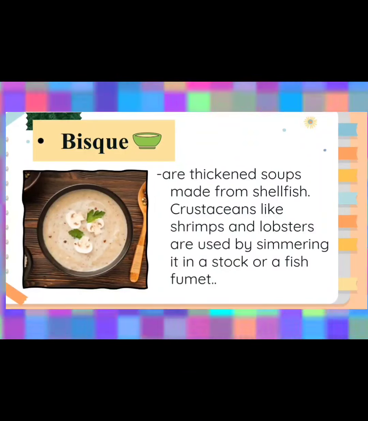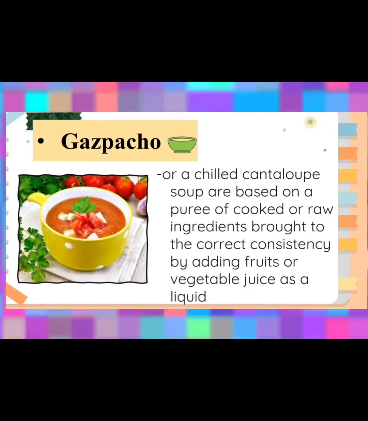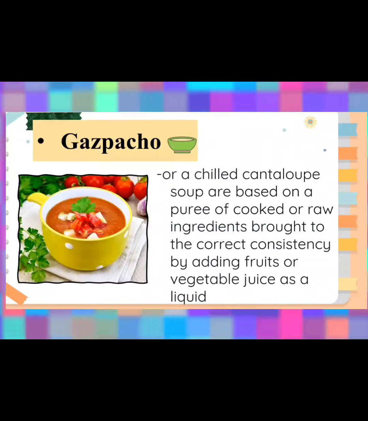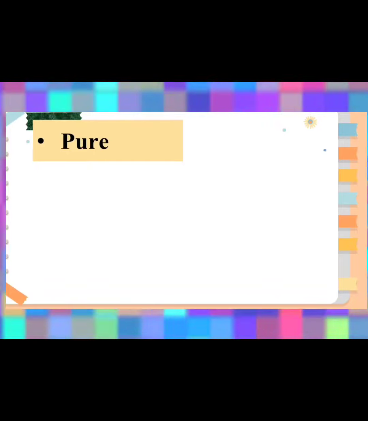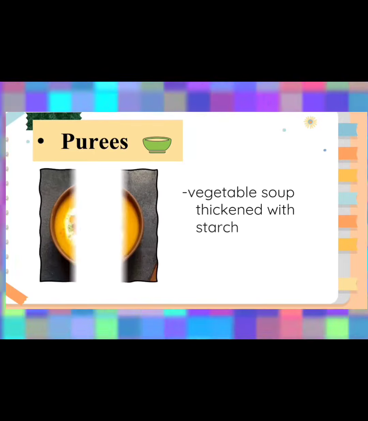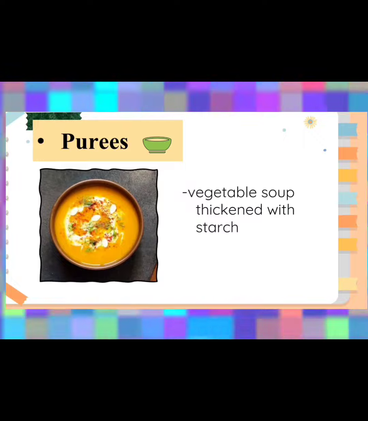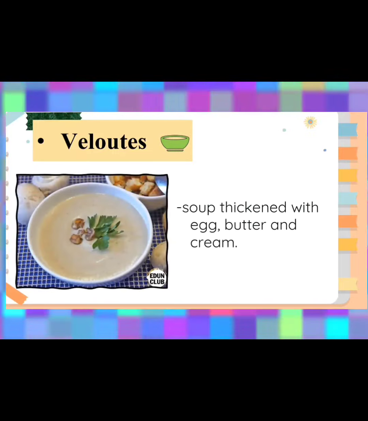Next cream soup is gazpacho or chilled cantaloupe soup, based on a puree of cooked or raw ingredients brought to the correct consistency by adding fruit or vegetable juice as liquid. Purees, a vegetable soup thickened with egg, butter, and cream. And the last is veloutés. Soup thickened with egg, butter, and cream.